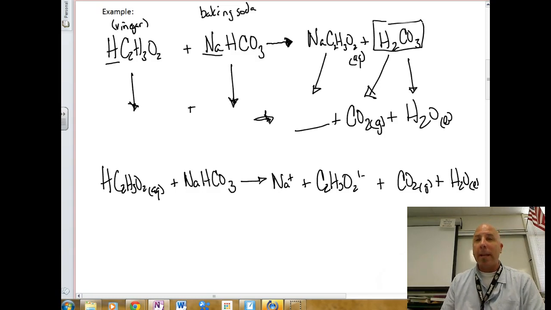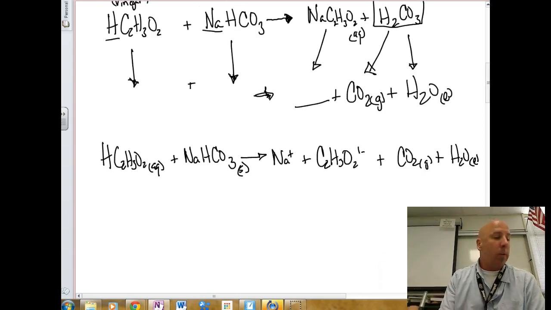So really, we don't have any spectator ions in this reaction because of the way things work out. So there's our net ionic equation for this reaction.